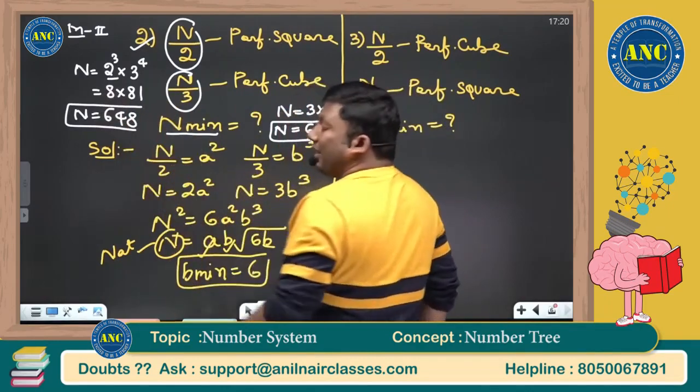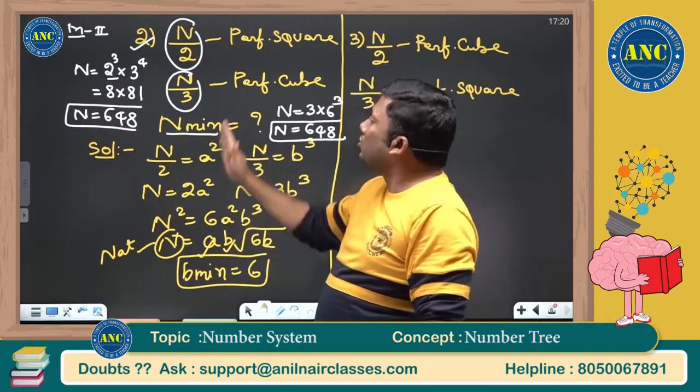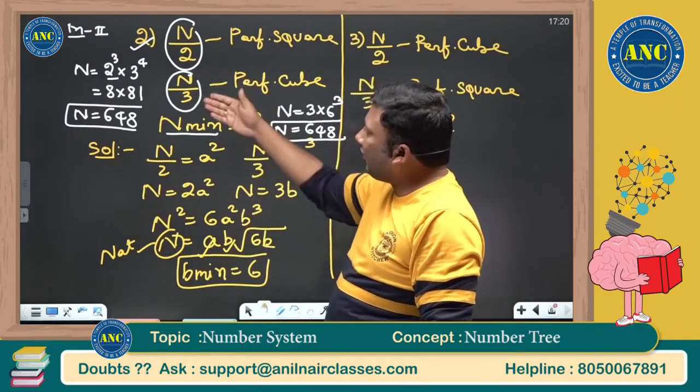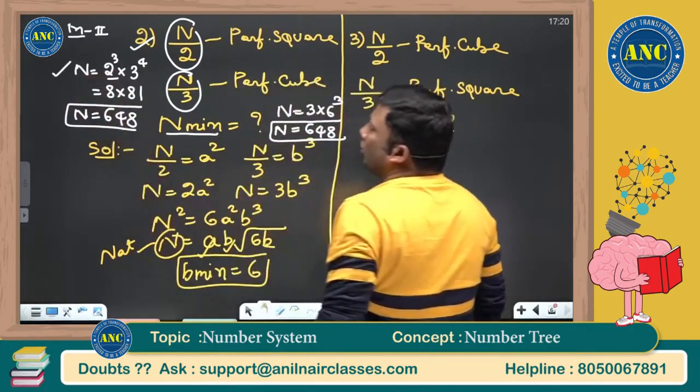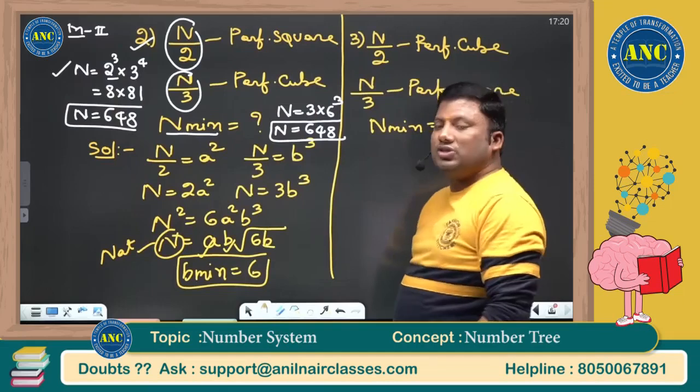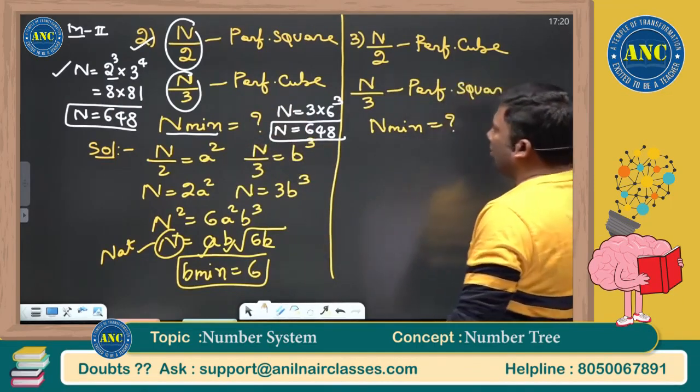Similarly, divided by perfect cube: 3 power 3, 3 power 6, 3 power 9. So when you divide by 3, it is a perfect cube, so it is 3 power 4. Directly you can write 2 cube into 8 into 81, which is 648. Either you can do this method or you can do the other method.